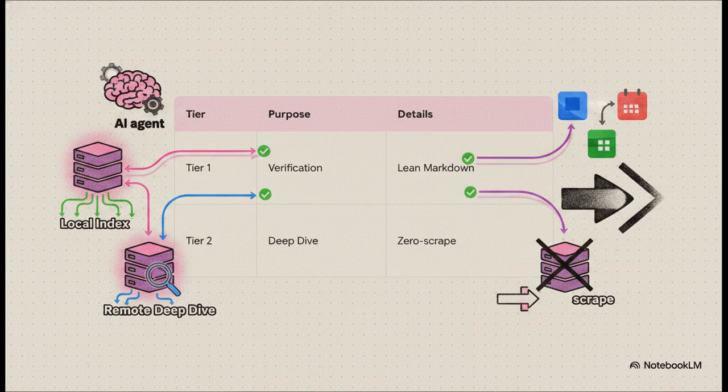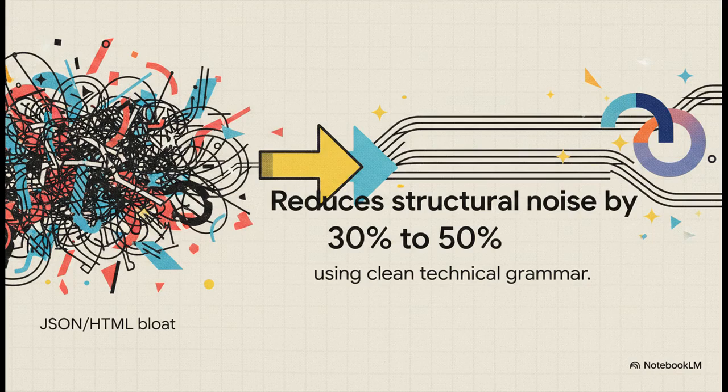Then, if it needs more specific details, it moves to Tier 2, remote deep dives. This is a surgical fetching of pre-parsed tables. It's a zero-scrape design, so it doesn't waste precious time or tokens reading thousands of lines of useless website HTML boilerplate. So what does this all mean for us?